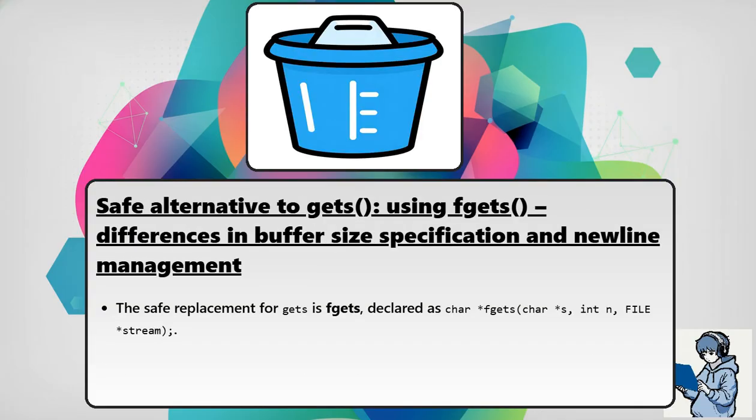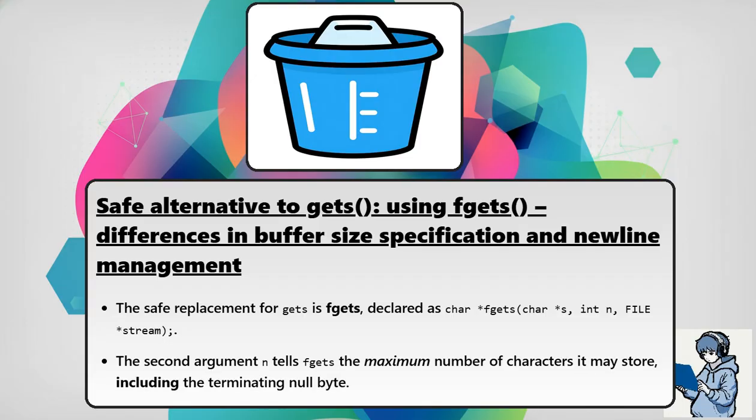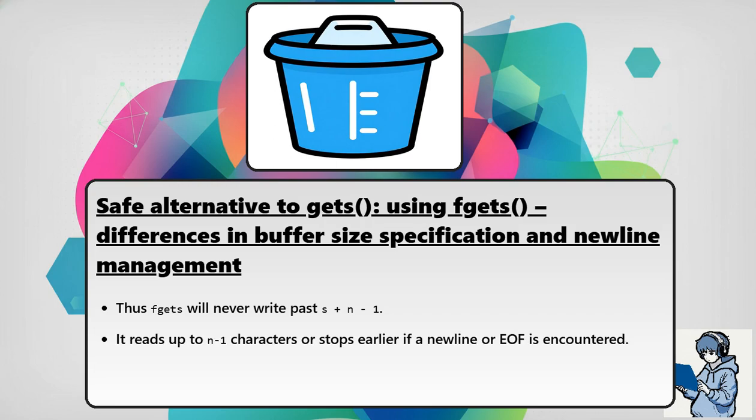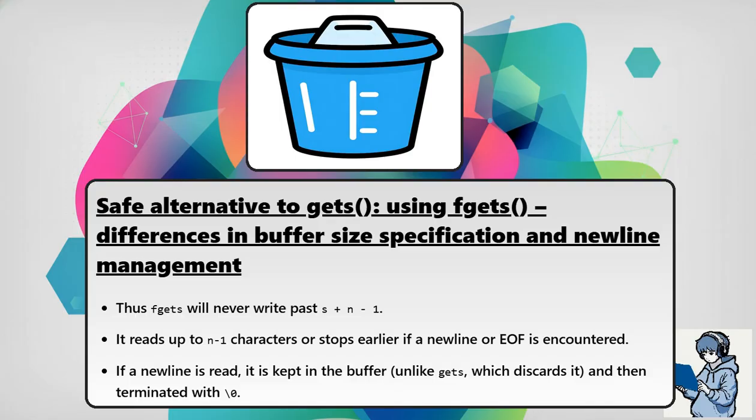The safe replacement for gets is fgets, declared as char *fgets(char *s, int n, FILE *stream);. The second argument n tells fgets the maximum number of characters it may store, including the terminating null byte. Thus fgets will never write past s plus n-1. It reads up to n-1 characters, or stops earlier if a newline or end of file is encountered. If a newline is read, it is kept in the buffer, unlike gets, which discards it, and then terminated with \0.